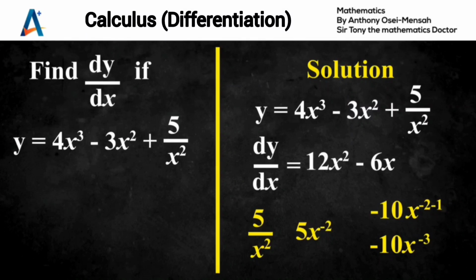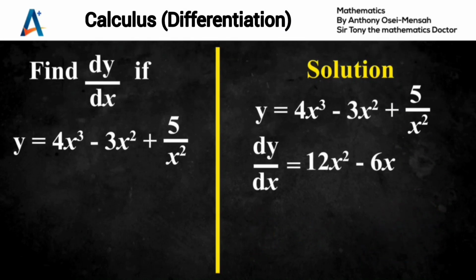So when you differentiate 5 over x squared or 5x raised to the power negative 2, you are going to get negative 10x raised to the power negative 3. So let us now replace it. So we get minus 10x raised to the power negative 3. Remember, we had a positive sign before we differentiated and we ended up getting a negative sign. And that is how differentiation works. So you have to be very careful about the operational signs.